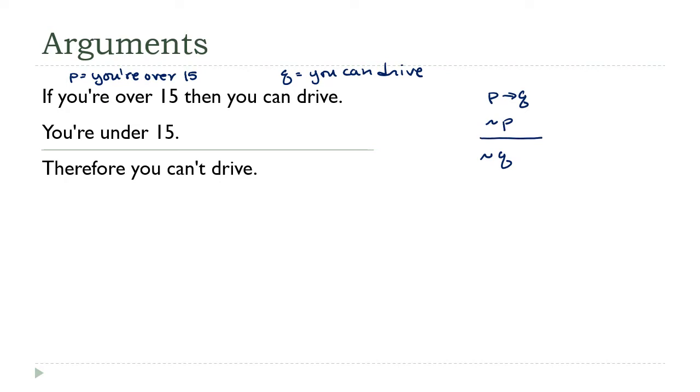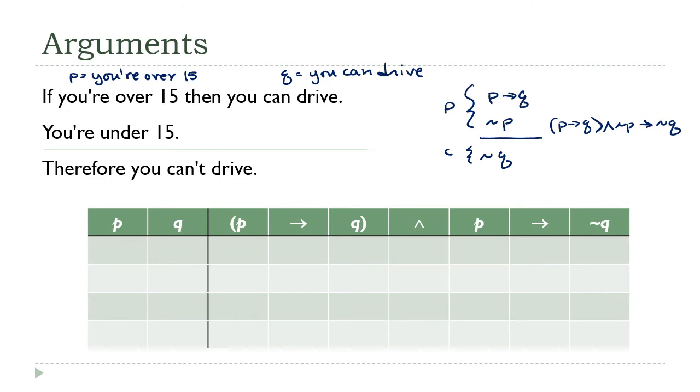Okay, so now remember how we combine these together. These are the premises. This is the conclusion. So I'm going to join the premises with an and. So it's P implies Q and not P, implies not Q. That's what I want to try to make a truth table for. All right, so let's see how we can do that. I've laid it all out here. We're going to follow the same pattern we've been following. We're going to fill in P's and Q's: true, true, true, false, false, true, and false, false.